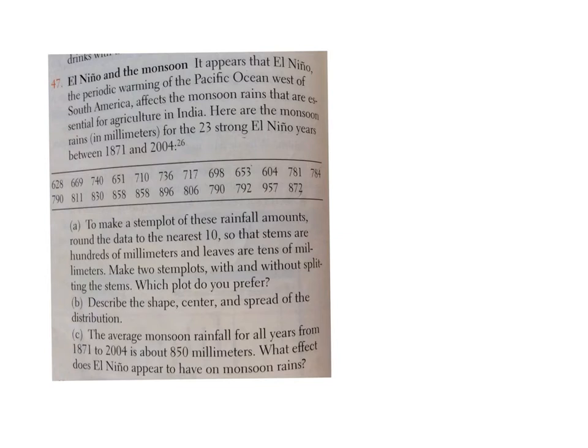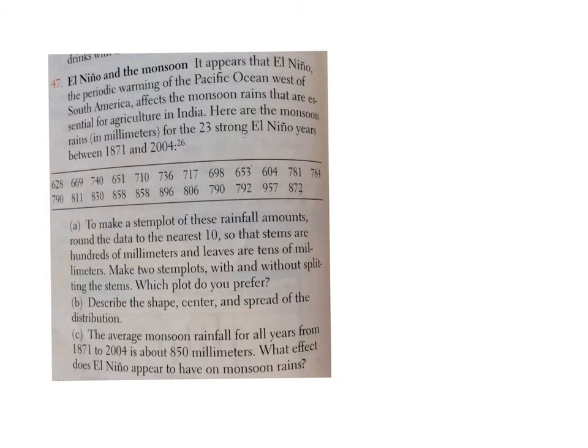So, number 47, El Nino years for the monsoon in India. So we took some years and took a look at the data. So this is the amount of rain in millimeters for those El Nino years. And they say, make a stem plot. Okay, and they want you to make two stem plots. One was splitting the stems and one was not. Also, round these, like this 858 would be 860. Okay, so round to the nearest 10. Otherwise, you're going to have almost one dot in every single number.